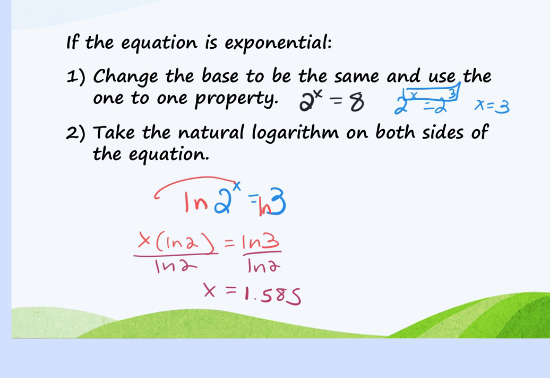So again, if you can change the base to be the same, you're going to do that, and then use the one-to-one property to solve it. If you cannot, then you ln both sides of the equation, and then use your rules about exponents to move things around.